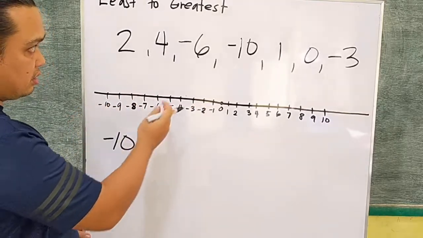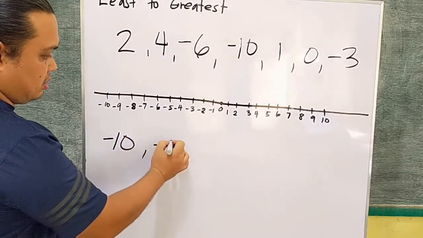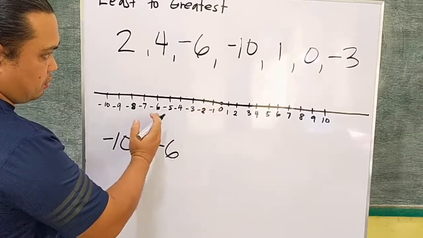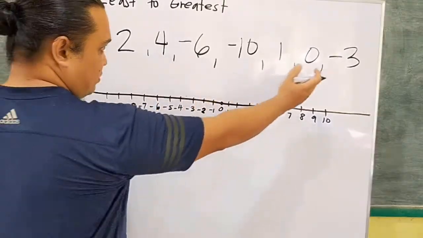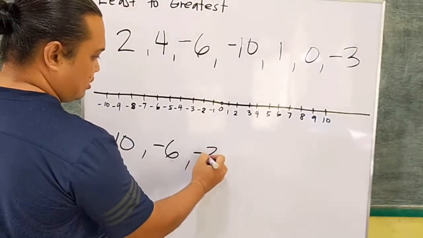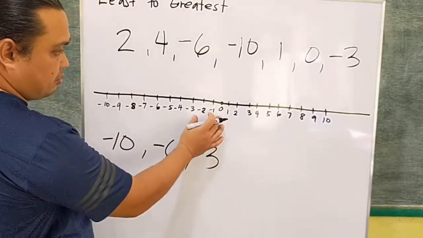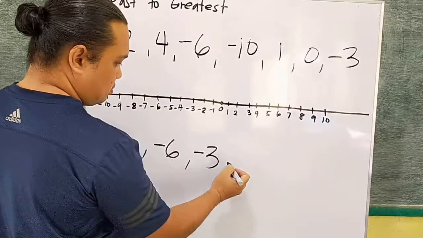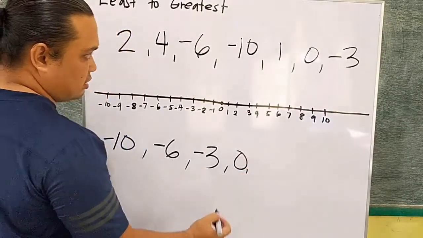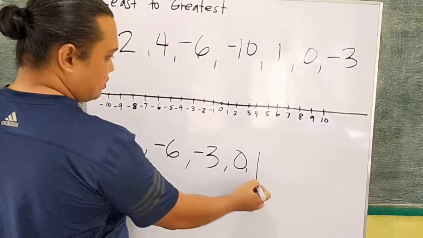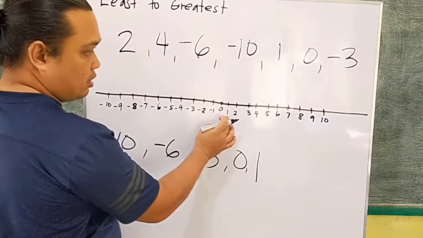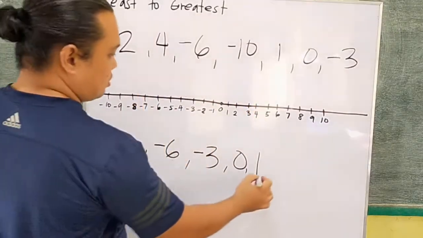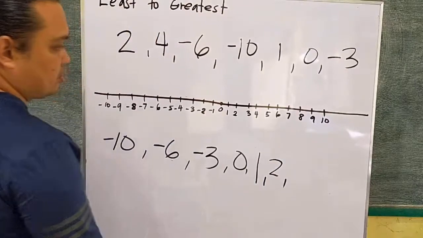Okay. Next is negative 6. That's the second farthest number to the left of 0. Next is negative 3. Okay. The third farthest number to the left of 0. Of course, that's 0. Okay. And next, we have 1 here. The first number to the right of 0. Next, that is 2. Okay. Second number to the right of 0.